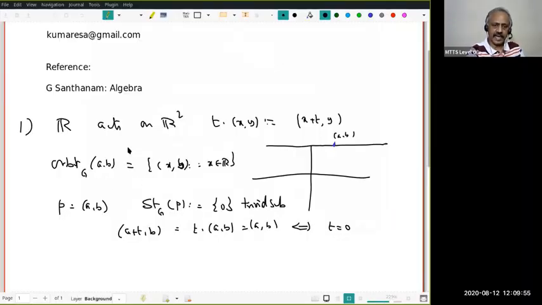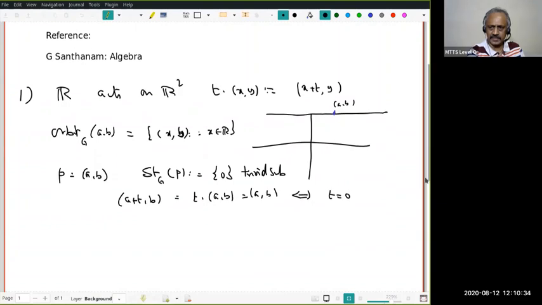Our first example was R acting on R2 where t sends (x, y) to (x plus t, y). We have seen the orbit of the point (a, b) is the line y equal to b. Now what is the stabilizer for this action? The stabilizer of (a, b) is the set of group elements t so that t acting on (x, y) should be equal to (x, y). That is, (a plus t, b) must be equal to (a, b). This happens only if t is 0. Therefore, we find the stabilizer of P is the trivial subgroup 0. This is a typical case whenever some kind of group acts on itself. We'll come to that in a minute.